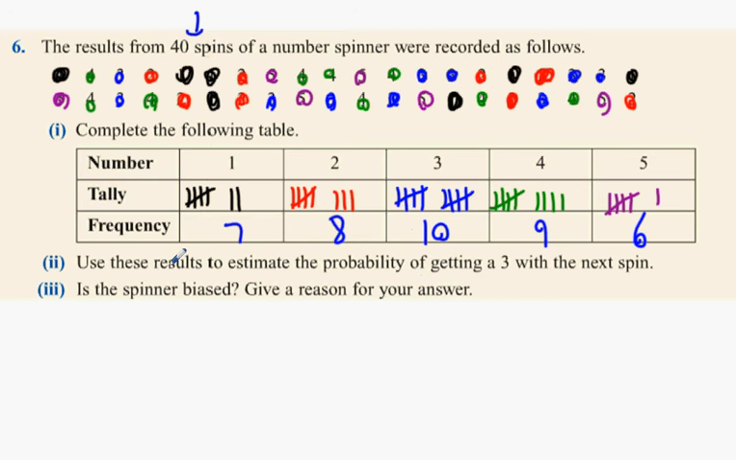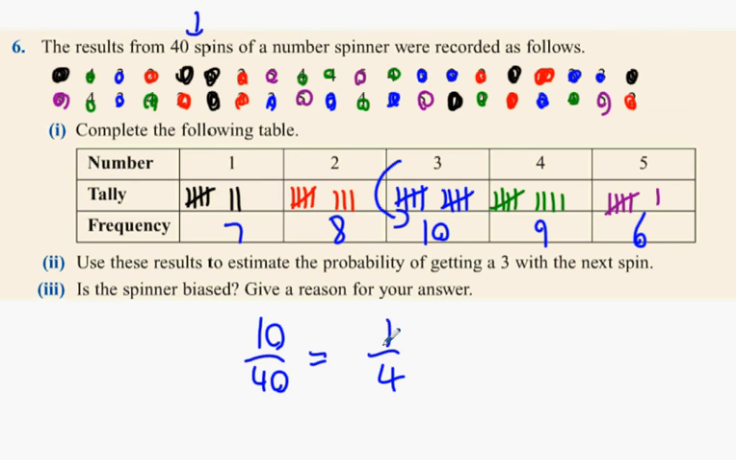Now, use these results to estimate the probability of getting a 3 with the next spin. How many times did we get a 3? 10 out of 40 spins, which is 1 in 4, right? Is the spinner biased? You can give two answers.